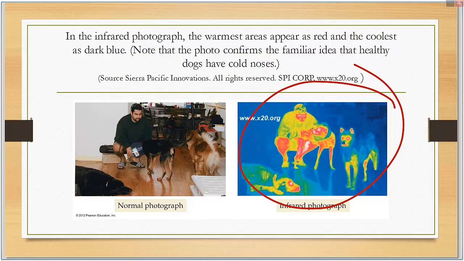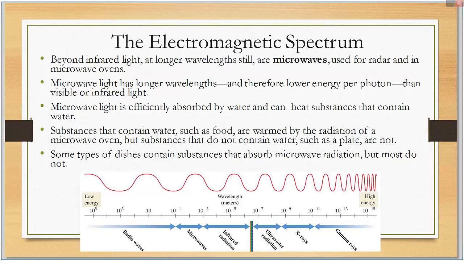Alright, next we have microwaves. They have longer wavelengths and are used for radar and microwave ovens. Microwave light has longer wavelengths and therefore lower energy per photon than visible or infrared light. Microwave light is efficiently absorbed by water and can heat substances that contain water. Substances that contain water, such as food, are warmed by the radiation of a microwave oven, but substances that do not contain water, such as a plate, are not. Some types of dishes contain substances that absorb microwave radiation, but most do not.